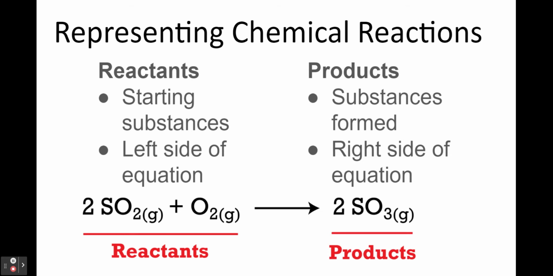And you'll notice that if there are multiple reactants, they're separated by plus signs. And if there are multiple products, they're separated by plus signs, just to say that the SO2 is something different than the O2. Those two different things come together and they produce the SO3 product.